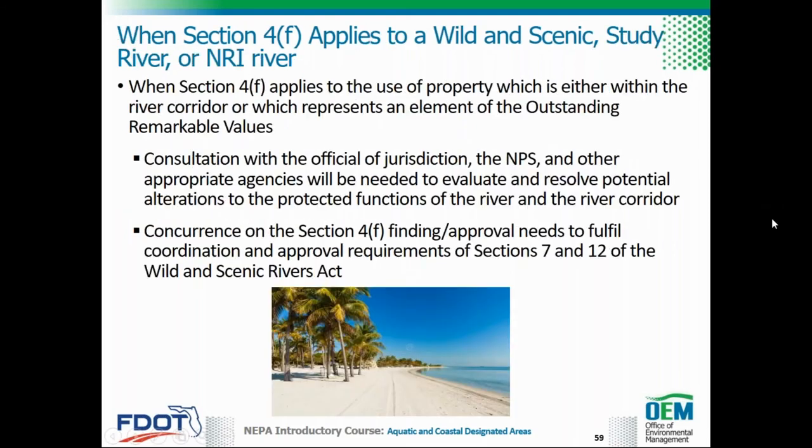When Section 4F applies to the use of property, which is either within the river corridor or which represents an element of the outstanding remarkable values, consultation with the official with jurisdiction over the property in question, the National Park Service, and other appropriate agencies will be needed to evaluate and resolve potential alterations to the protected functions of the river and river corridor. Concurrence on the 4F finding and approval will need to fulfill the coordination and approval requirements of Sections 7 and 12 of the Wild and Scenic Rivers Act.